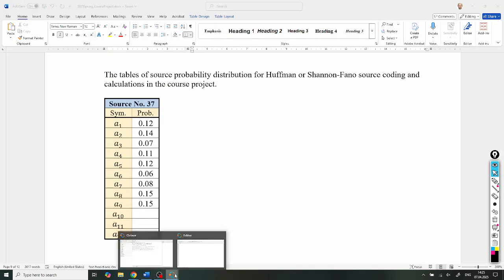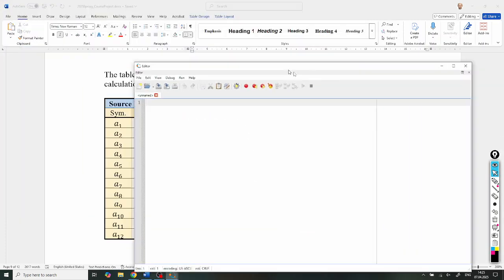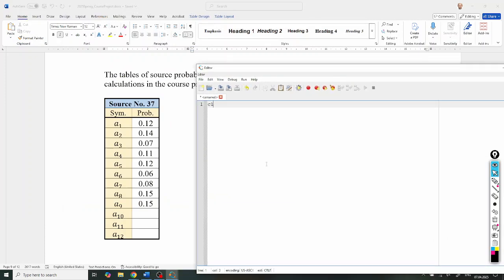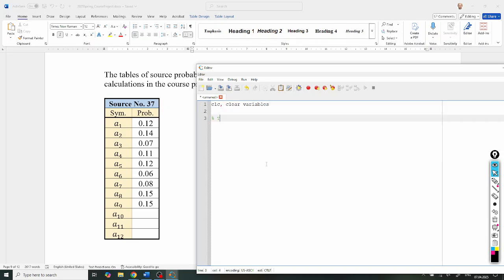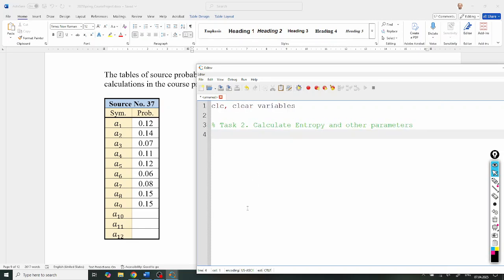So I'm going to write that in CLC, clear variables. Let's say that now we are working on a task to calculate entropy and other parameters like redundancy and stuff.